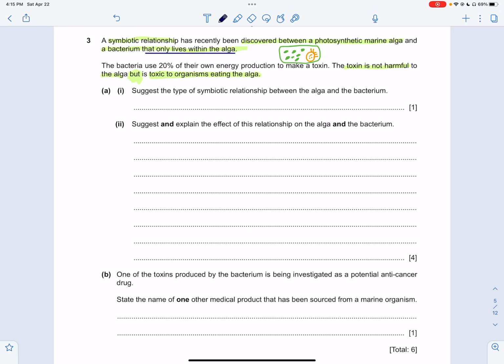So this is a symbiotic relationship in which both organisms will be helping each other, or both benefit from this. So it suggests the type of symbiotic relationship. This would be mutualism.